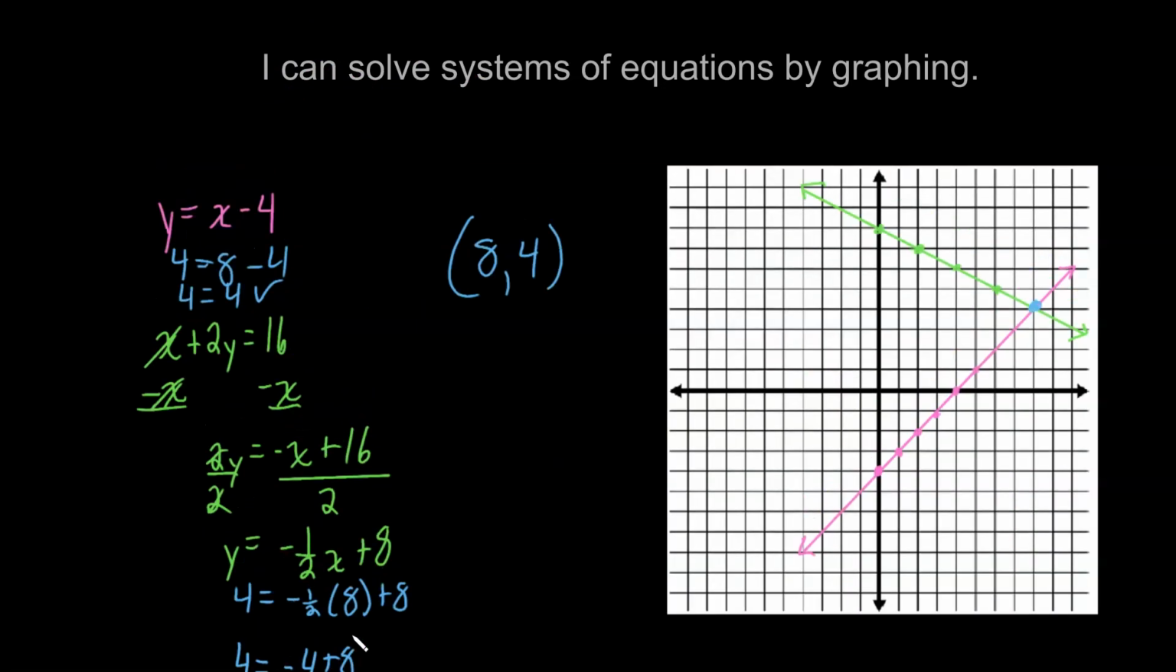In order to solve a system of equations by graphing, all that we need to do is graph both of the equations given and find where the two lines intersect. And that x and y coordinate, where that point is, is the solution to that system of equations.